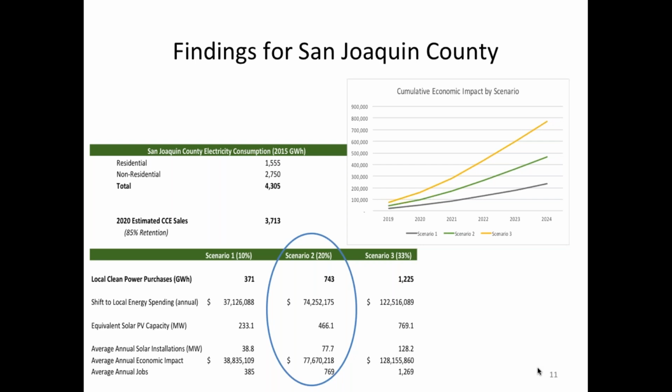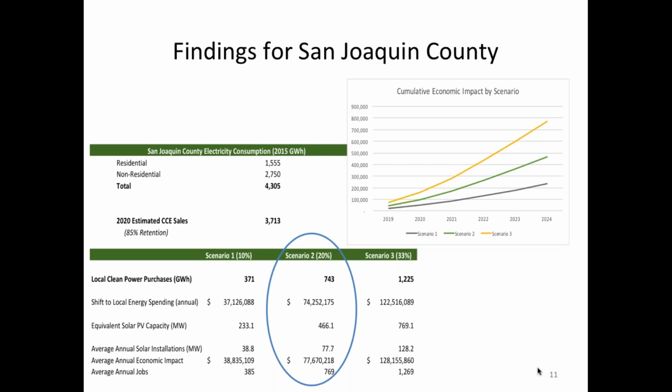Now, if it were all coming from solar power, and again, we modeled that because some of the tools and analysis are readily available to do those calculations, that would mean we would need about 466 megawatts of new solar PV capacity in San Joaquin County or in the surrounding area that we considered local to serve that particular need. So that's certainly something that falls in the realm of possibility from a distributed generation perspective.